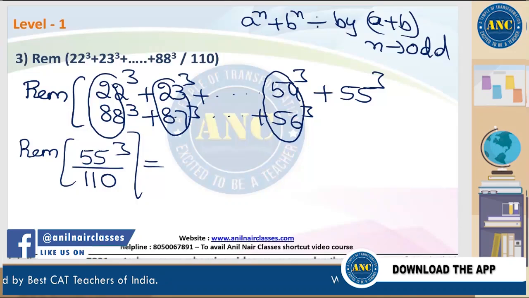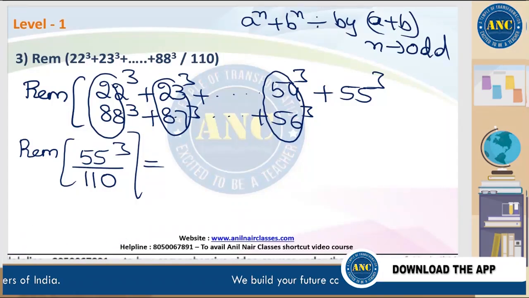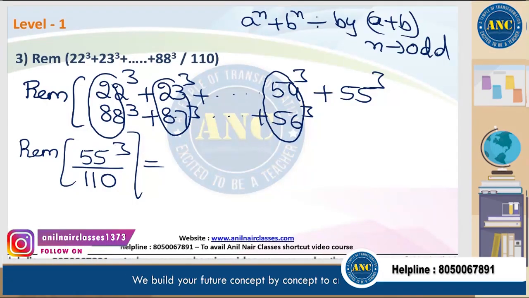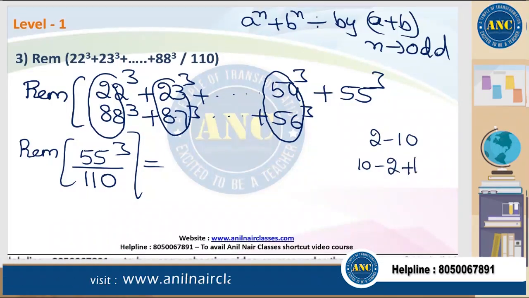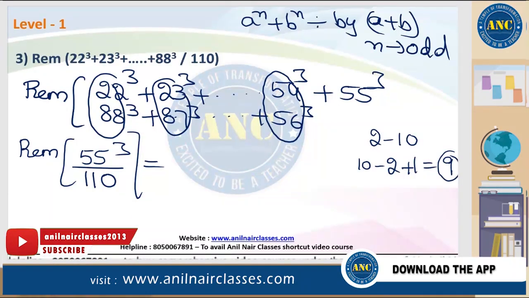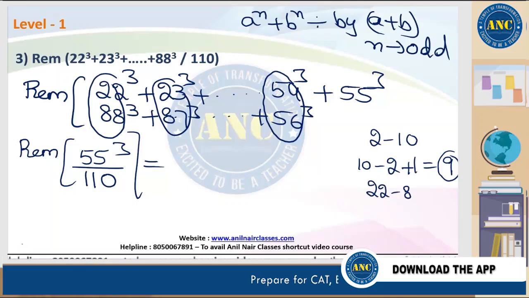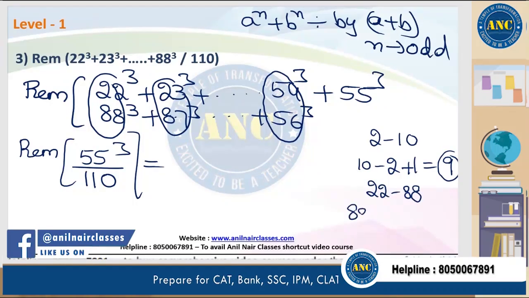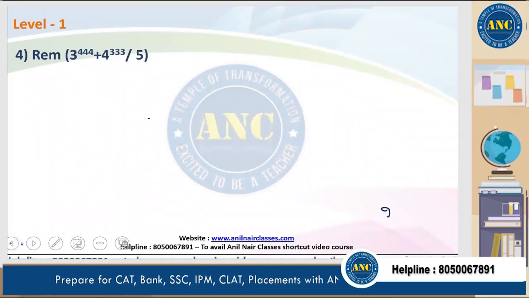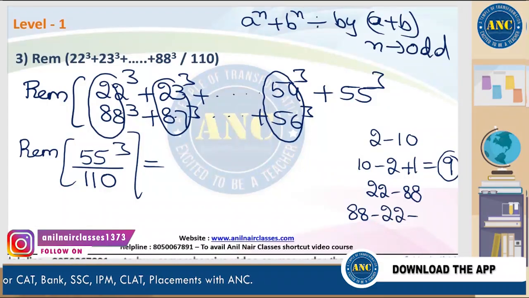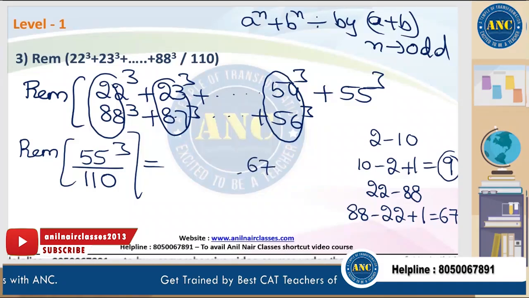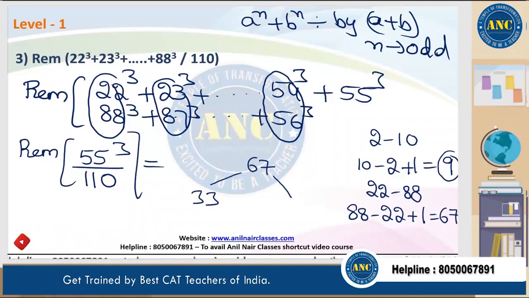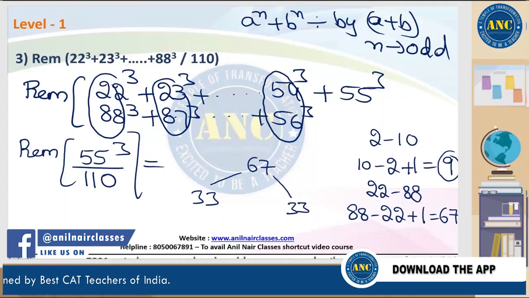Think logically. From 22 to 88, how many numbers are there? From 2 to 10, how many numbers are there? It is nothing but 10 minus 2 plus 1: 10 minus 2 is 8, 8 plus 1 is 9. Am I right? How many numbers are there from 22 to 88? It is nothing but 88 minus 22 plus 1, which is 66 plus 1, 67.